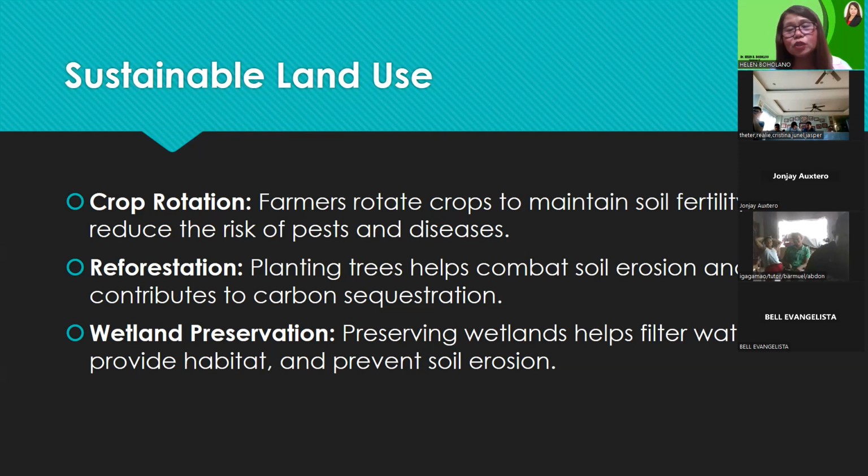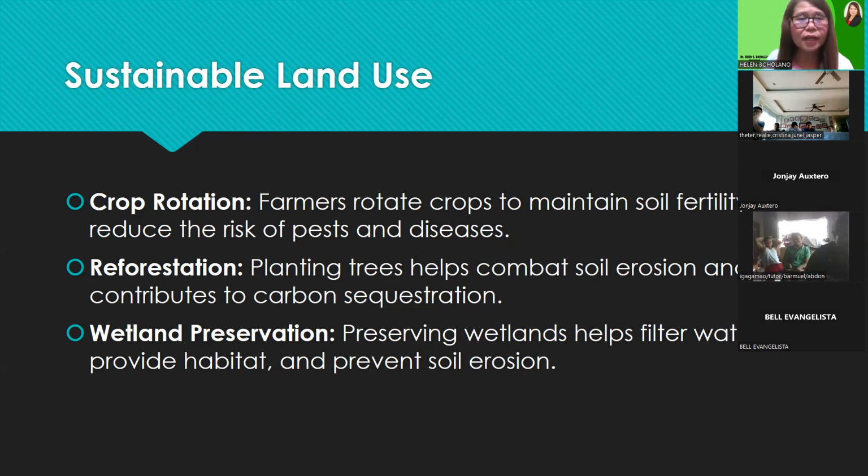Farmers rotate crops to maintain soil fertility and reduce the risk of pests and diseases. It is important that there must be crop rotation. Then reforestation. Planting trees helps combat soil erosion and contributes to carbon sequestration.